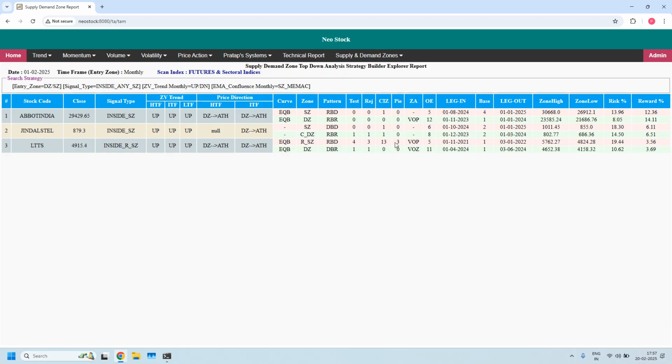And the third one, the monthly supply zone, is a pierced supply zone. You can apply the pierced zone strategy on this particular stock. That way they will be helpful to you. The concepts you learned in lesson 28.